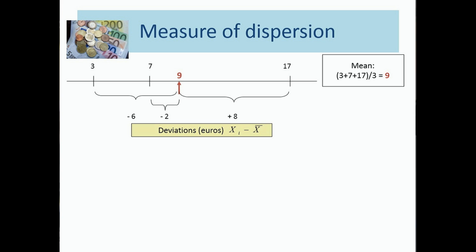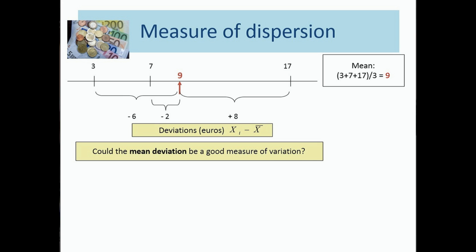Is it possible to use the mean deviation as a measure of variation? The answer is no. Why? Well, let's calculate the mean deviation. Minus 6 minus 2 is minus 8, plus 8 is 0. The mean deviation will always be 0 by definition. A possible solution could be to take the mean of the absolute value of the deviations. But it's more common to make all deviations positive by squaring them.